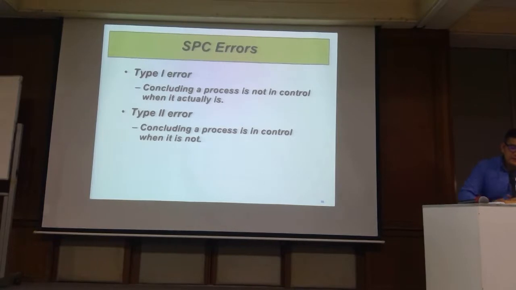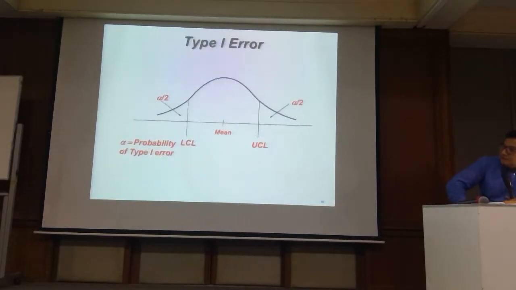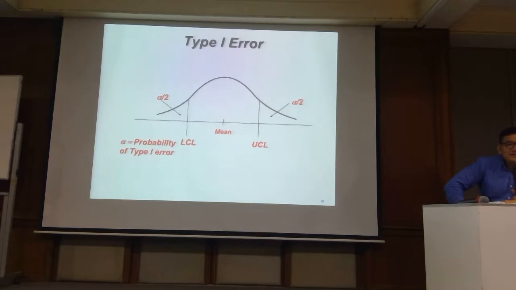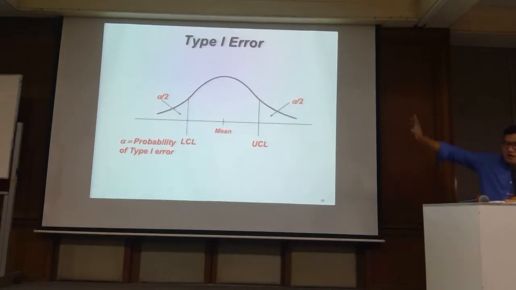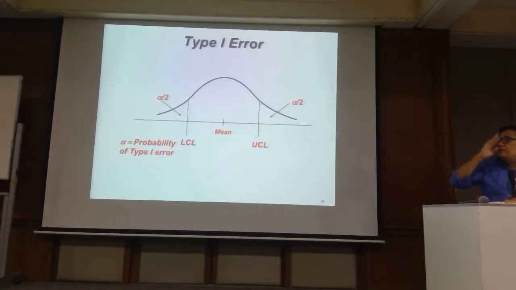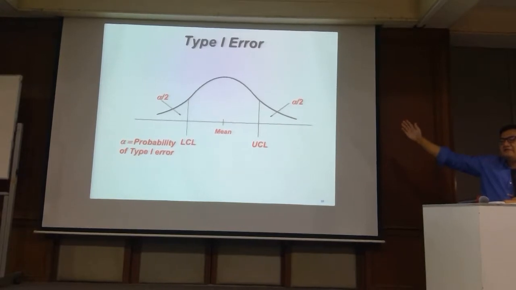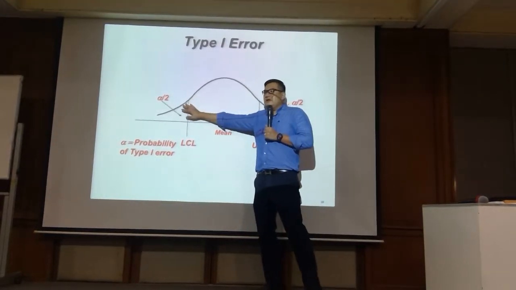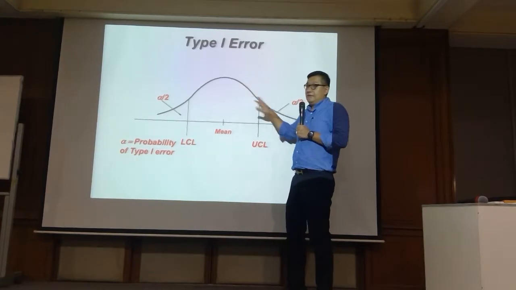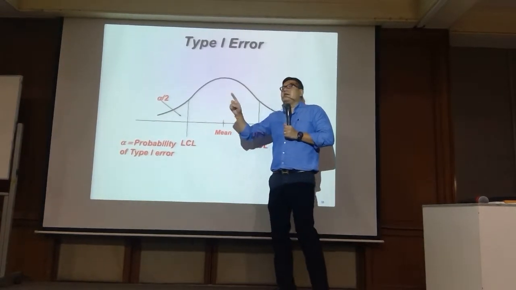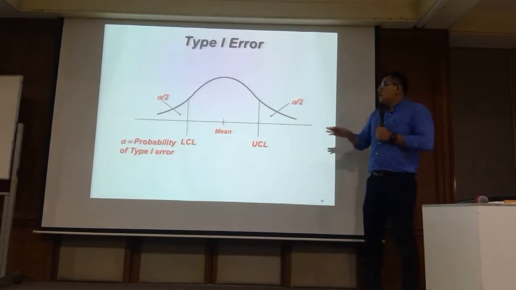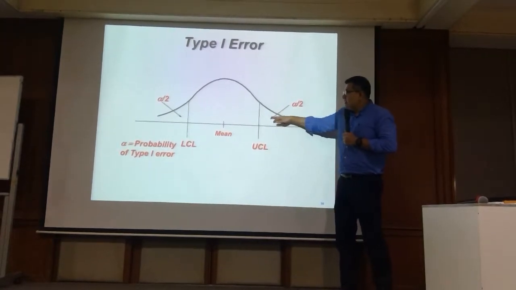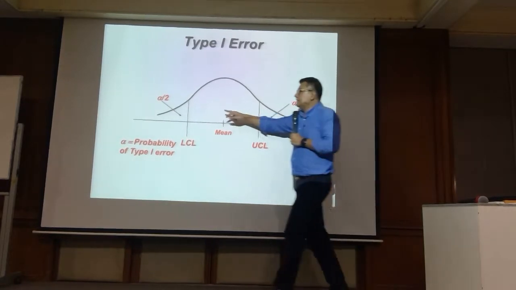Right? And you may be familiar with this one, type 1 error from statistics, right? It's quite the same. This is a normal distribution, right? The center is the mean. You project 3 standard deviations on both sides, and you have the upper control limit and the lower control limit. We know that the area under the normal distribution curve is equal to 1, representing a probability of 1. So this area is the probability that you are going to have the type 1 error.